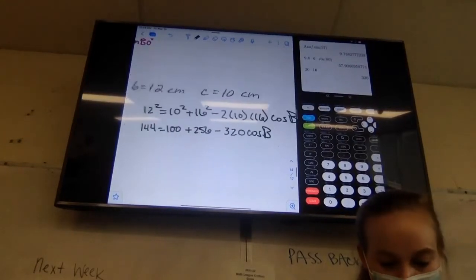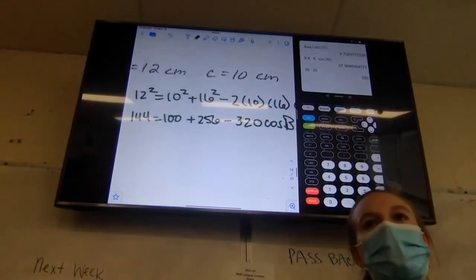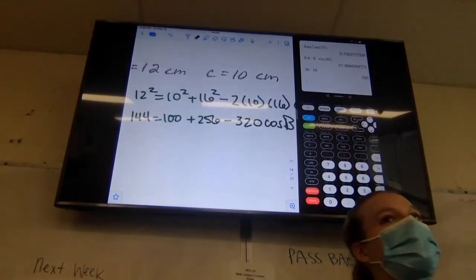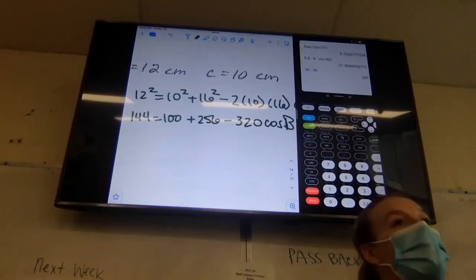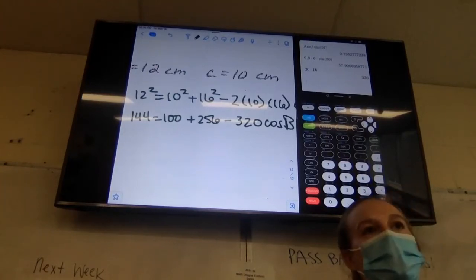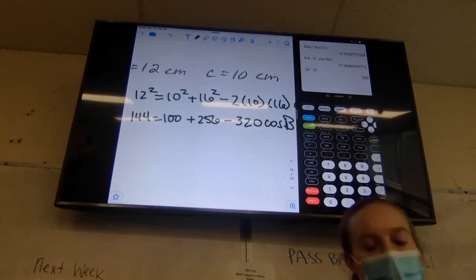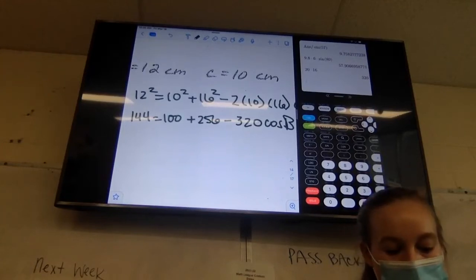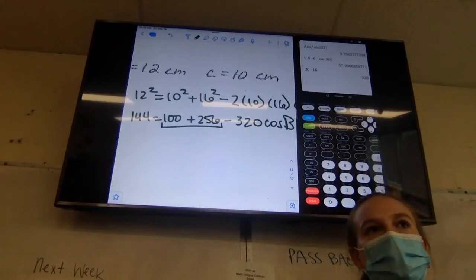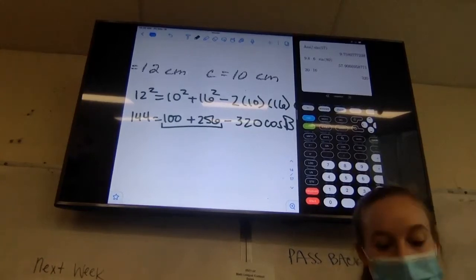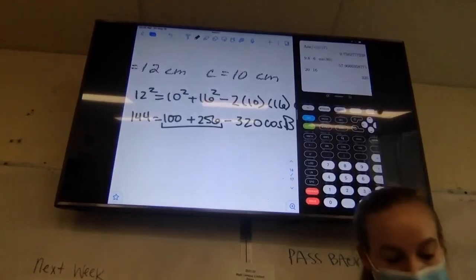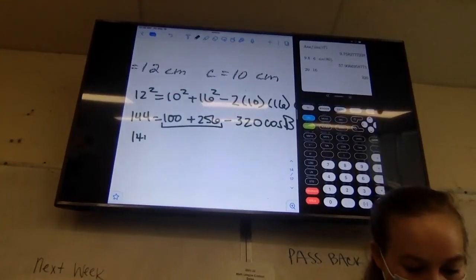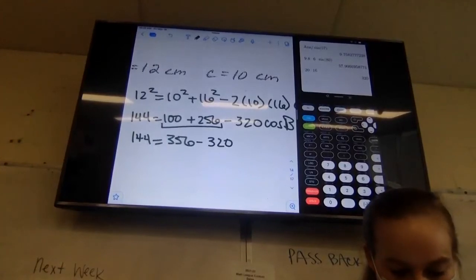Okay, I've gotten this far. What's my next move? What can I do next? Leave the cos, get the cosine B alone. How do I start getting that cosine B alone? Good. Can I add negative 320 to that? Okay, no, good. That is such an easy mistake to make. So I just want to keep bringing that up because I don't want us to make that. So I've got 144 equals 356 minus 320 times cosine of B.